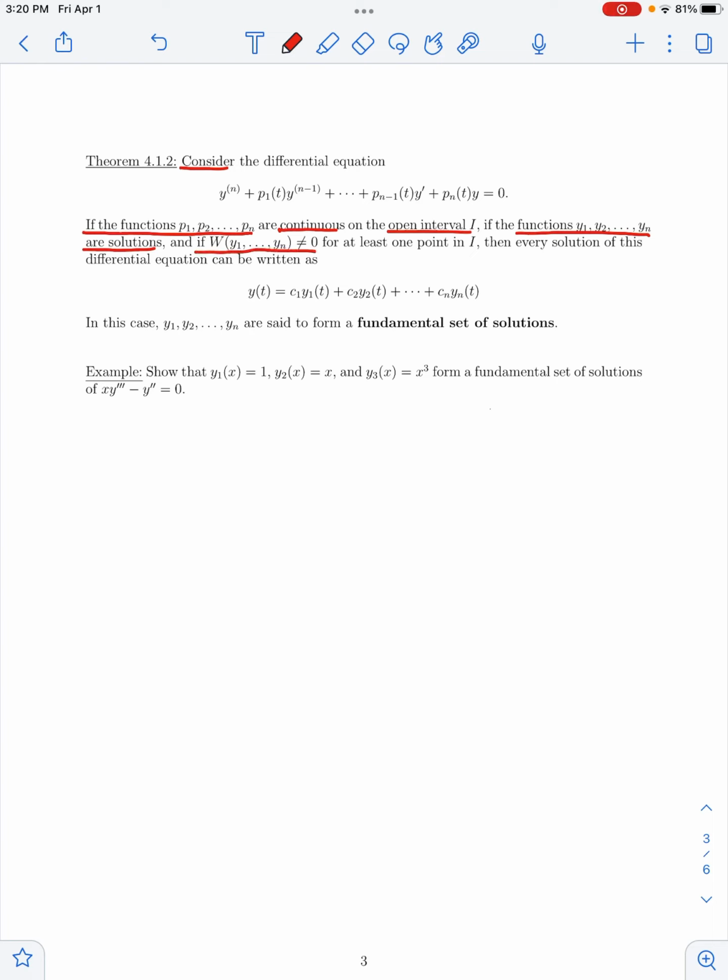and if the Wronskian of that set of solutions is non-zero for at least one point, that is, if the Wronskian is not always 0, then every solution of this differential equation can be written as y is equal to c1y1 plus c2y2 and so on up through cnyn. And in this case, we would say that y1 up through yn form a fundamental set of solutions. So as with the Wronskian in chapter 3, the Wronskian of a set of functions for a higher order linear equation determines whether they form a fundamental set of solutions, which means that every solution of our equation could be written as a linear combination of that set of functions.